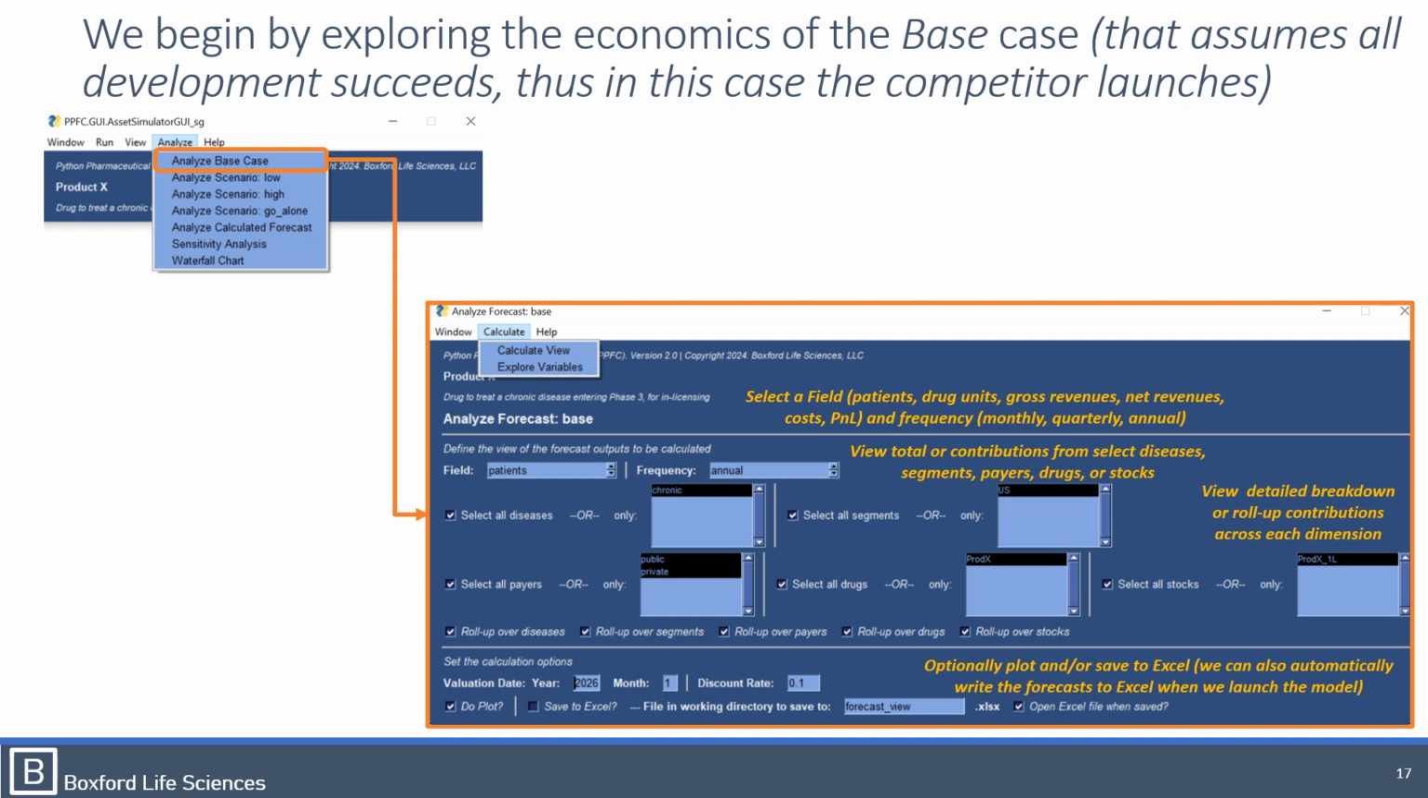We're going to start using the model by analyzing the base case. When we launch the model, we can optionally tell it to automatically dump all of the forecast results into Excel that it stores in a working directory. And then we can go back in under the base case and choose individual views of patients, drug units, gross and net revenues, costs, and the entire P&L at different frequencies for different parts of the problem. And then we can either drill down and look at a very detailed breakup or roll up the inputs across all different diseases, segments, drugs, etc. So we have a standard way in order to go in and look at these views.